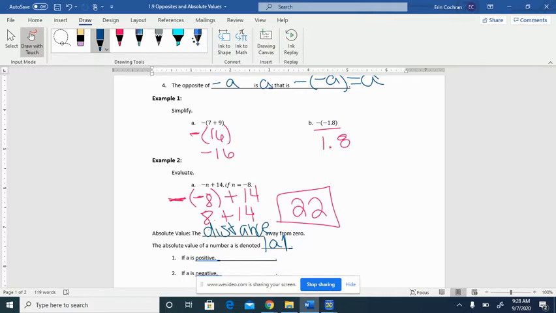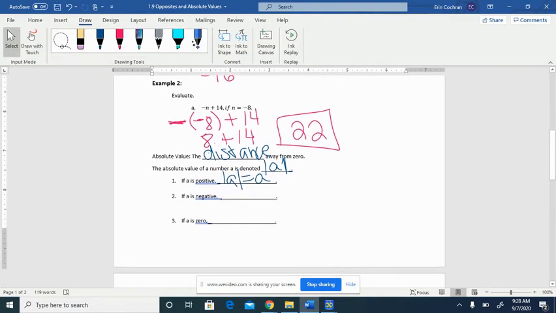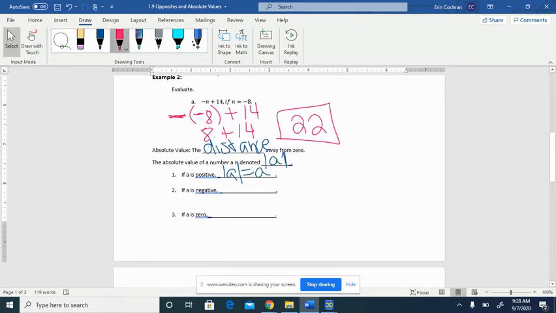If A is positive, then the absolute value of A is A. If A is negative, the absolute value of A is negative A, the opposite of A. And if A is 0, the absolute value of A is 0.